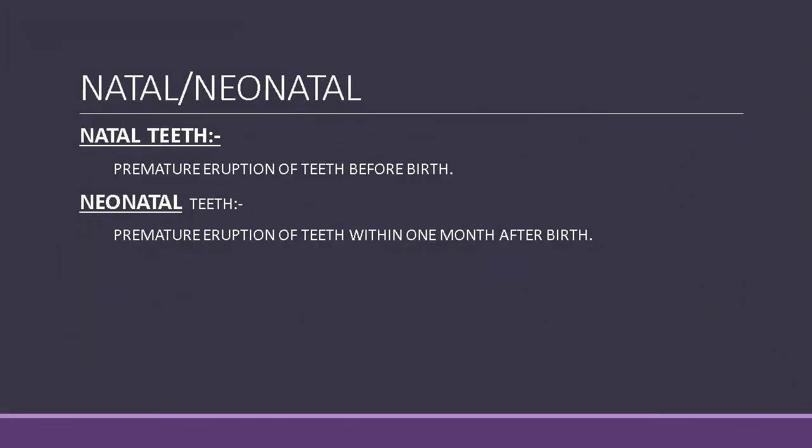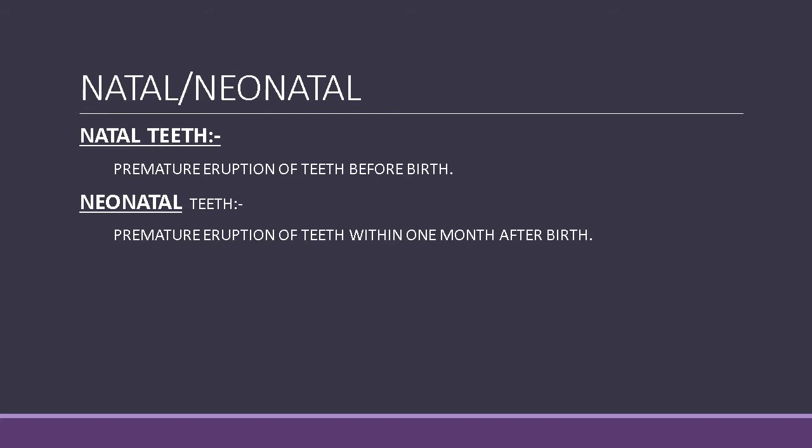Now, in deciduous teeth, the types of premature eruption are natal teeth and neonatal teeth. So what's the difference between these two terms? Natal teeth means premature eruption of teeth before birth. When the child comes into this world, after the delivery, you will see in the oral cavity that the baby has teeth. The most common tooth involved is the mandibular central incisor.